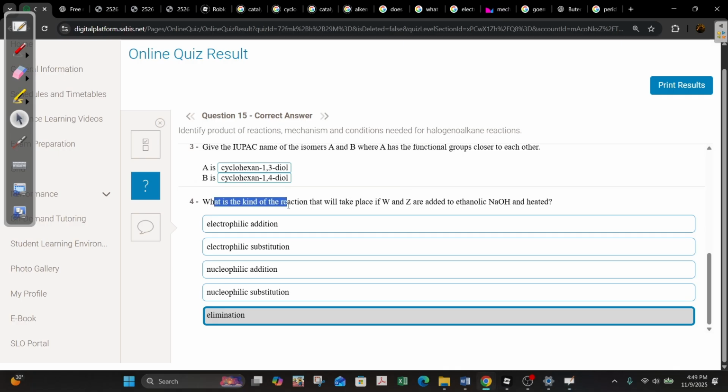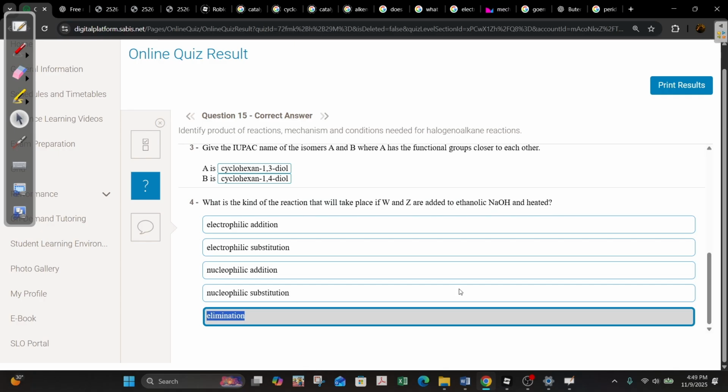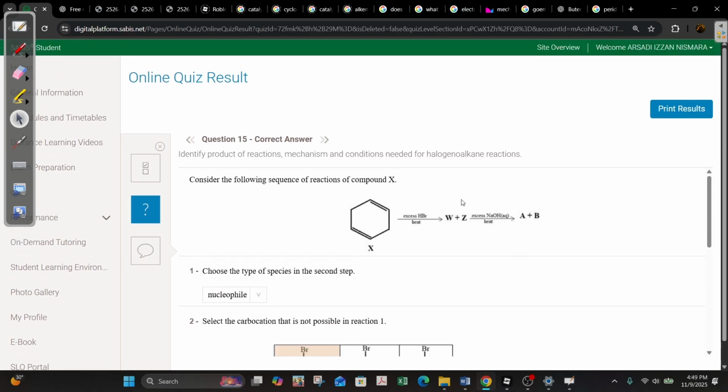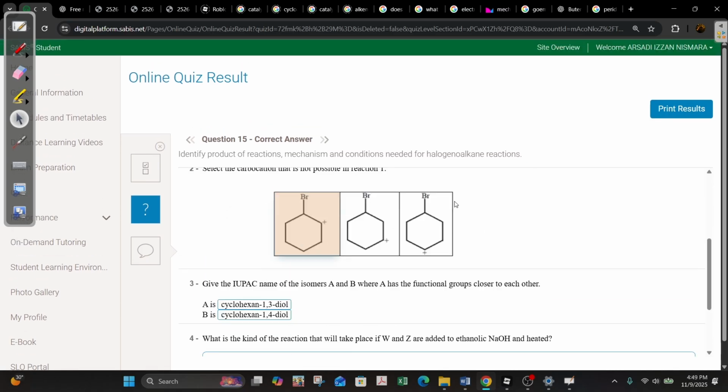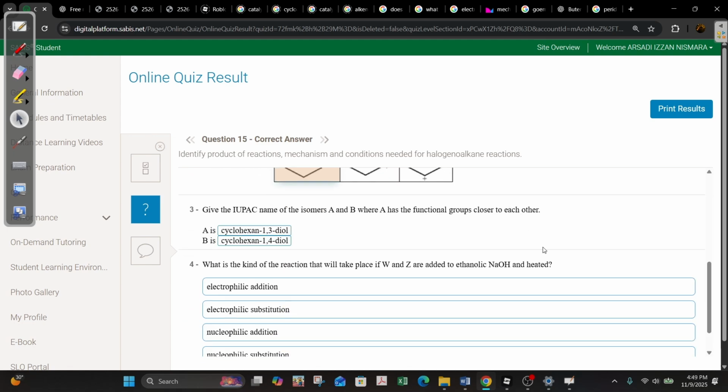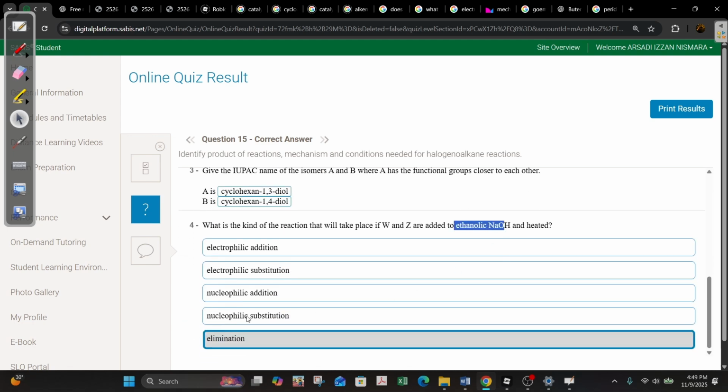Question 4. Oh yeah, if it's ethanoic NaOH, then it'll be elimination. This was aqueous NaOH. They should have specified it, but it's fine. Aqueous NaOH will give you nucleophilic substitution, while ethanoic NaOH will give you elimination. Just remember that. And elimination will produce something else, like NaX plus H2O as well.